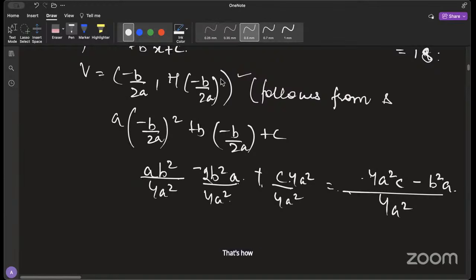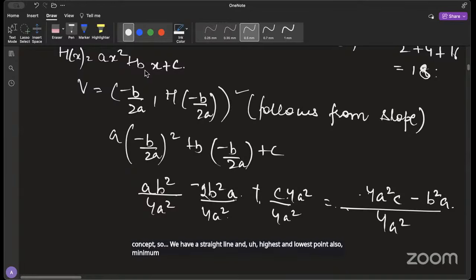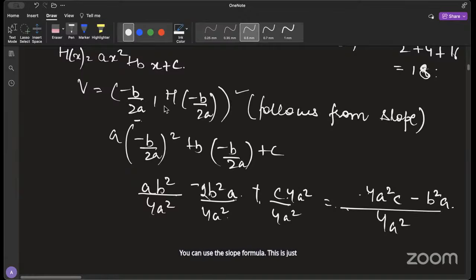That's how you derive this thing. We have already used the slope concepts, and that's how we found the vertex. I think it is good for us to use the slope formula because it is a building concept. So we have a straight line and the highest and lowest points, the minimum and maximum. You can use the slope formula. This is just the shortcut, because you're going to get the same thing using the slope formula.